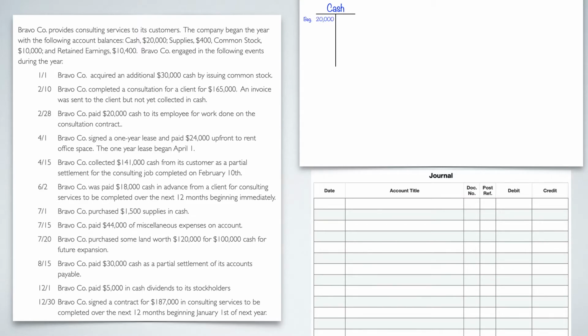So for us, the beginning cash balance is going to go on the debit side, and so we'll put beginning balance of $20,000. Supplies is next, so I'm going to create a supplies T-table. And again, supplies is an asset, so I'm going to put the $400 balance on the debit side because that's the plus side or the normal side. So beginning $400. Common stock. Common stock is a type of equity account, and it follows the minus plus on the T-table. So I'm going to create my common stock T-table. And the balance of $10,000 is going to go on the credit side because, again, that is the plus side for common stock. And lastly, retained earnings follows the same thing. We'll create a retained earnings T-table and put a balance of $10,400 on the credit side.